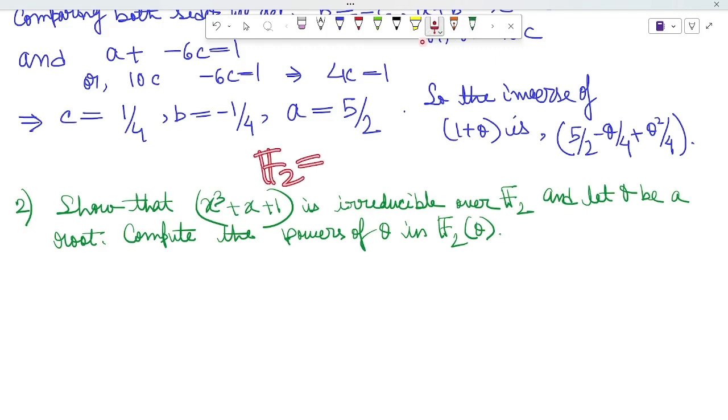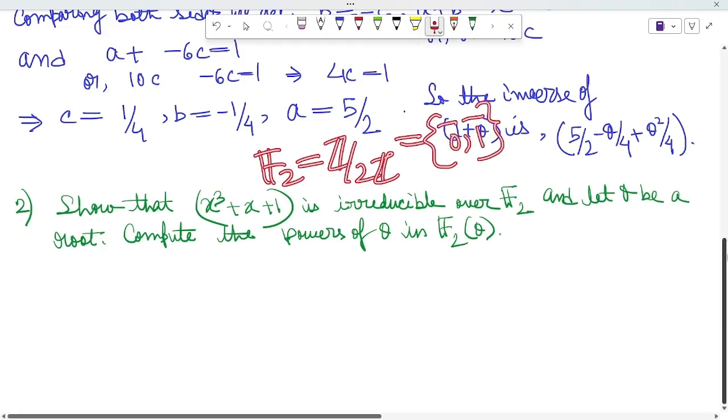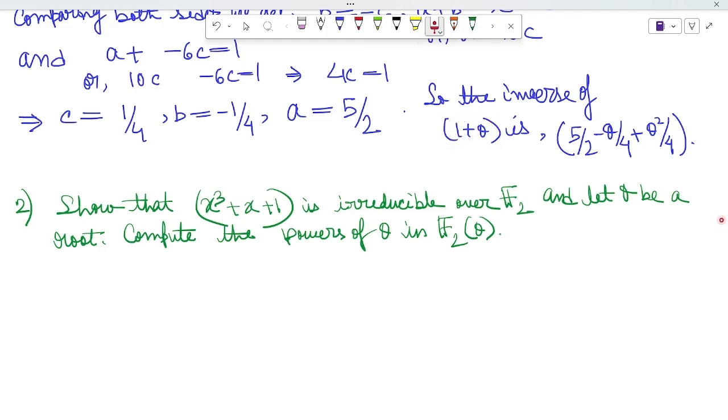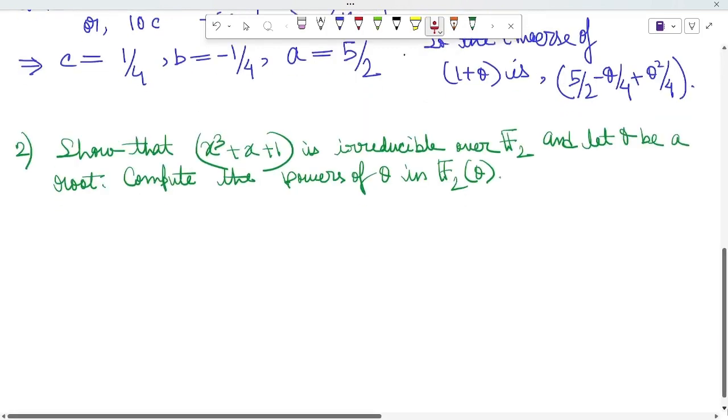F2 means Z mod 2Z, which is 0 bar, 1 bar. Don't get confused. What is F2? Solve this.